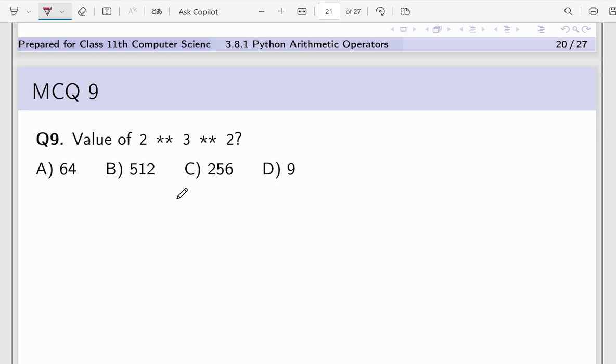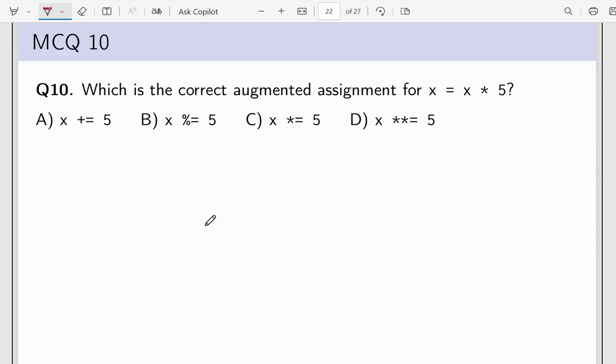Question number 9. The value of 2 ** 3 ** 2. First you will solve 3 raised to the power 2, which is 9. Then 2 raised to the power 9 is 512. Question number 10. Which is the correct augmented assignment for x = x ** 1? As I told you, first you use multiplication, not exponential. x plus equal, x percent equal, x times equal to 5. This is the correct one.